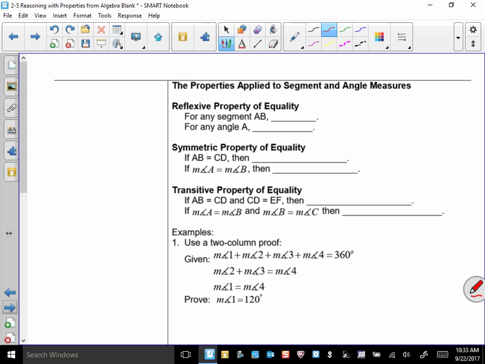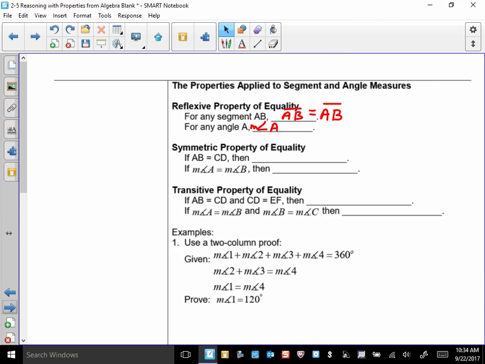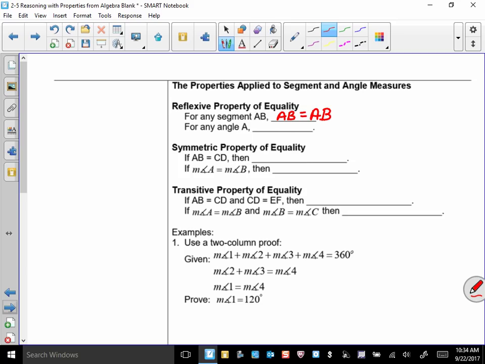Okay, so these properties that we just learned, we can also apply them to segment and angle measures. So the reflexive property for segment AB is just going to say if I got a segment AB, then AB equals AB. And again, you'll figure out why in a little while why we need the reflexive property. For any angle A, oh sorry, I made a big mistake. I hope you caught me. I'm talking about length here, so I want to use AB equals AB, not segment AB. That's a big mistake. For any angle A, the measure of angle A equals the measure of angle A.